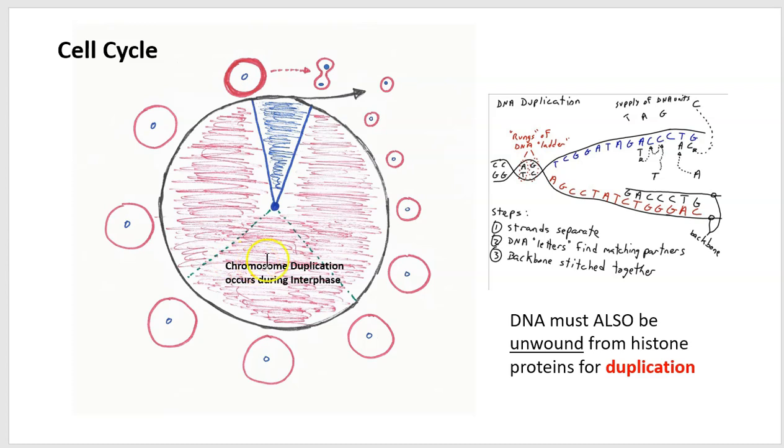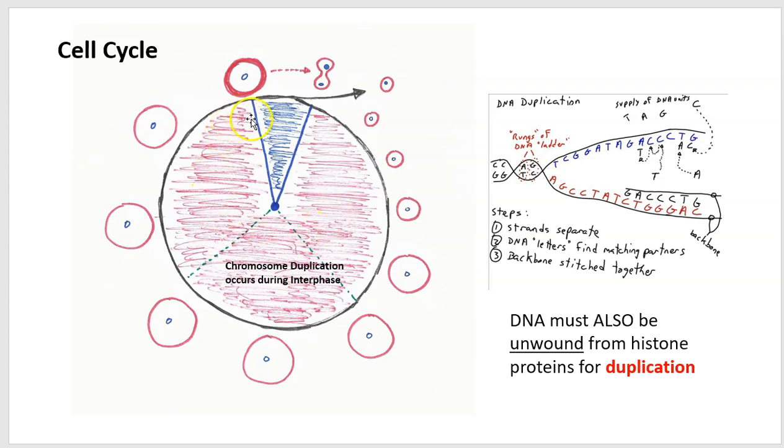And chromosomes, remember, are just long stretches of DNA that have many genes. So chromosome duplication amounts to DNA duplication. And we've learned how that process happens. The 2 strands separate, the extra letters match up according to the pairing rules, and then DNA polymerase comes along and stitches them together, chemically bonds them together. This duplication happens during this red phase, during interphase of the cell cycle.